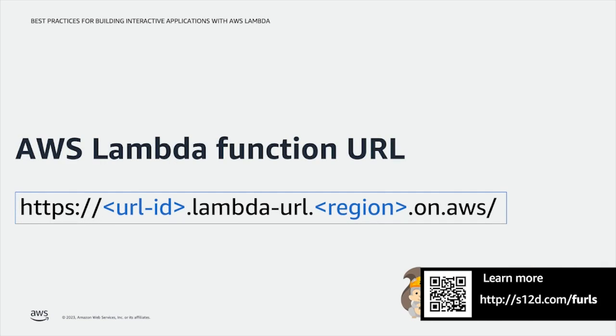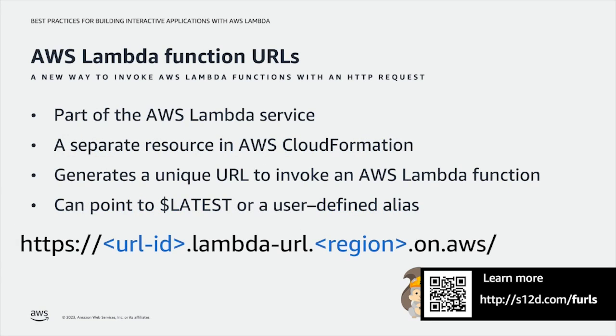And here's what a function URL looks like, okay? So it's HTTPS, a uniquely generated URL ID, .lambda-url, the region that you've created your function in, .on.aws. And you can get more information about function URLs from this link available on the screen here. Now, Lambda function URLs is part of the Lambda service, and it's this new way of accessing your Lambda function code, accessing that business logic. It's a separate CloudFormation resource, and it generates this unique URL to invoke Lambda. And you can even point it to the latest or to a user-defined alias.